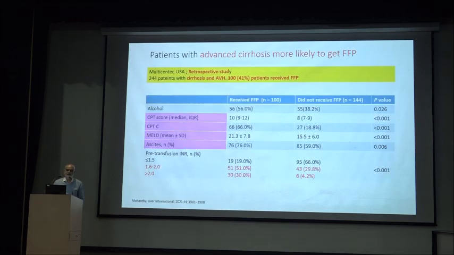Now what about FFP transfusions? So this was a multicenter USA retrospective study on 244 patients with cirrhosis and acute variceal hemorrhage, and 41% received FFP. As can be seen, patients who received FFP had advanced cirrhosis, and patients with advanced cirrhosis are more likely to get FFP. Patients who received FFP had higher CTP scores, CTP-C percentage was more, MELD was higher, they had more ascites, and obviously their coagulation was more deranged as compared to patients who did not receive FFP.